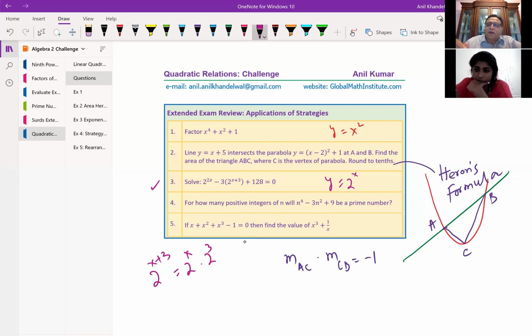I'm just fine-tuning you for the examination. Now you're perfectly ready for it. All right, so question number 4 for you. For how many positive integers n will n to the power of 4 minus 3n squared plus 9 be a prime number? How will you solve this one?